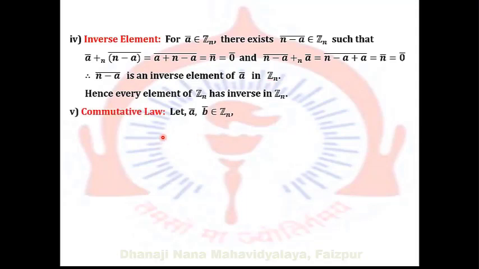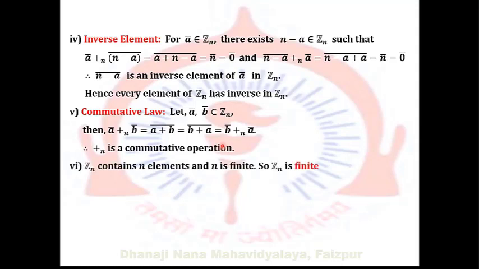Now commutative law, let a bar and b bar belongs to Zn. Consider a bar addition modulo n b bar that is equal to a plus b bar that is equal to b plus a bar, which is nothing but equal to b bar addition modulo n a bar. So this operation addition modulo n is commutative. Also, Zn contains exactly n elements and n is finite. So Zn is also finite. Hence, from these 1 to 6, we can say Zn with operation addition modulo n is a finite abelian group.